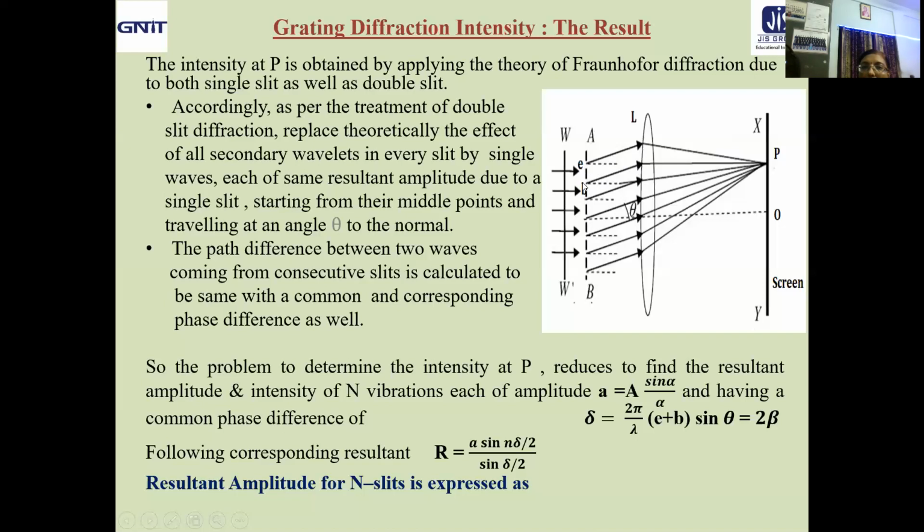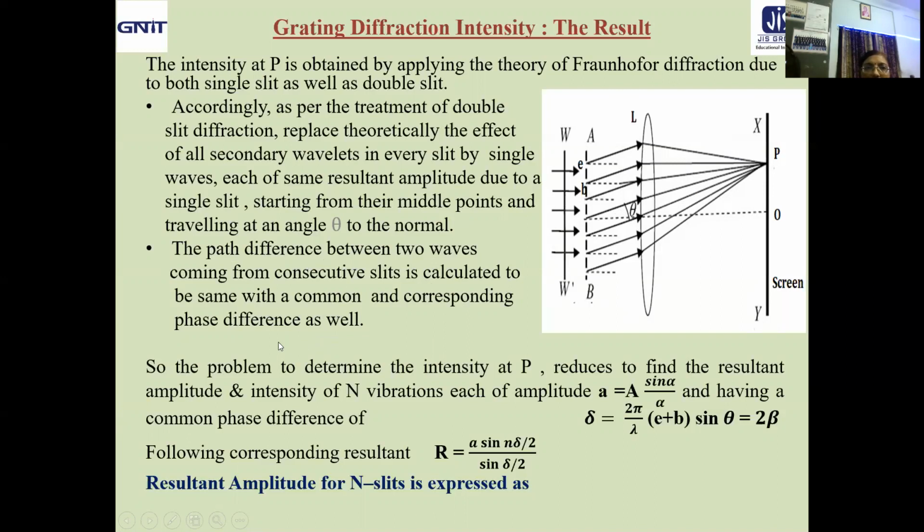What about that path difference? It is e plus b sine theta. Already we calculated it twice, for single slit and double slit, that's why I am not repeating it once more. So for any consecutive slits, for the n slit case, you will get the same thing. The common path difference between two waves coming from consecutive slits is the same, that is e plus b sine theta, with a common corresponding phase difference, that is 2 pi by lambda into e plus b sine theta as well.